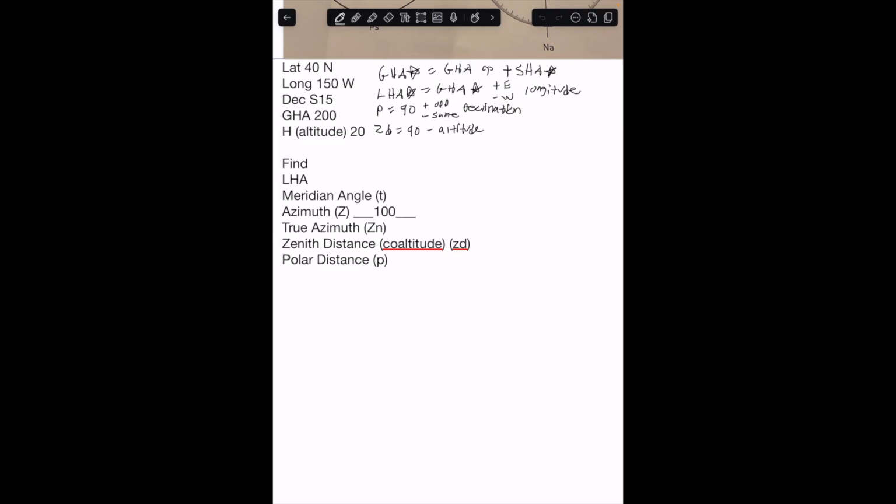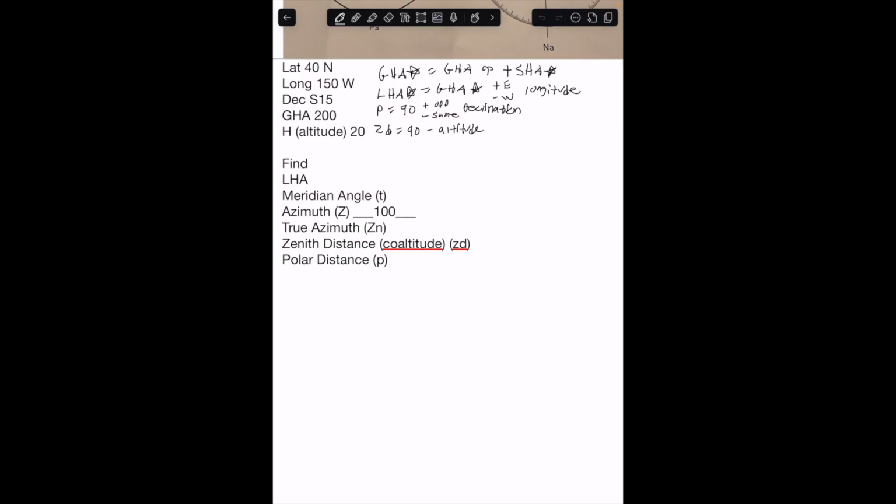So if we're in east longitude, we're going to add, and if we're in west longitude, we're going to subtract. And then for polar distance, it's dealing with declination. So if the declination is opposite our latitude, we're going to add it to 90. And if it's the same as our latitude, we are going to subtract it. And then zenith distance, which is the same as co-altitude, is just 90 minus your altitude. So those are the four formulas that we need in order to solve this problem.